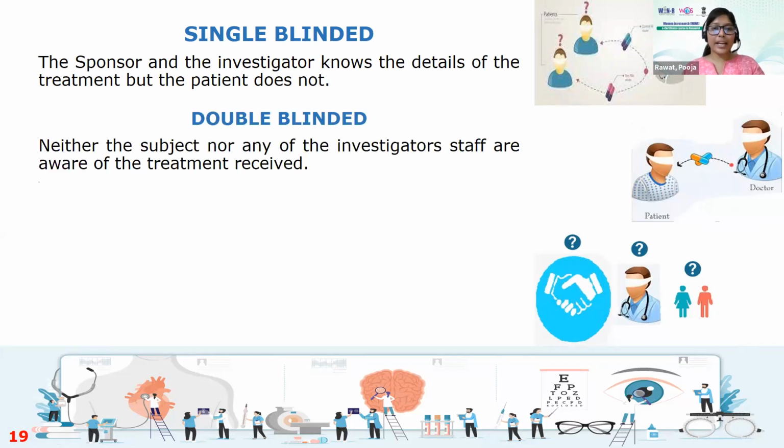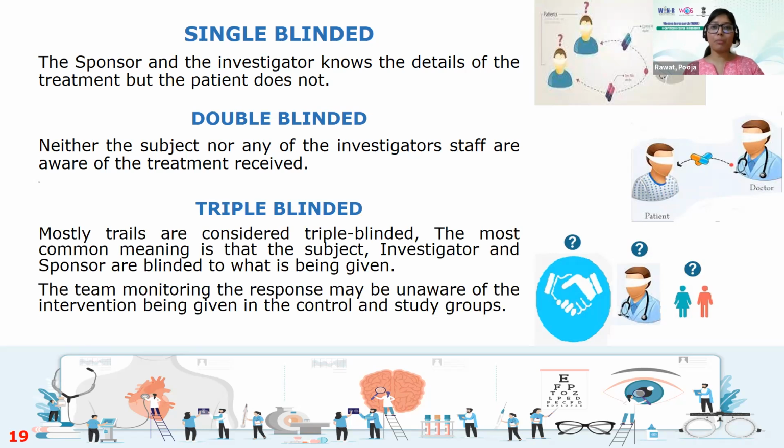Then comes the double blind. Here, neither the doctor knows which treatment I'm giving, nor the patient knows which treatment I'm receiving. But the sponsor, the person who's conducting the research, knows which treatment is being allocated to which patients, right?